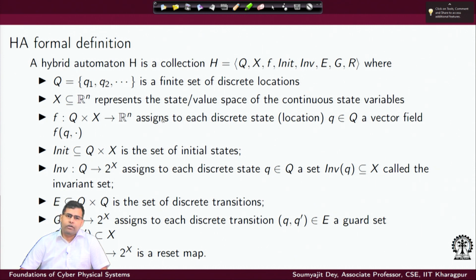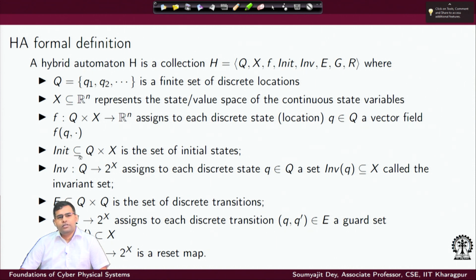Okay. Typically these are represented by phase portrait diagrams, which we will see later on. But for the time being, we can just think of f as a flow function which is given as a function of every location q, and in that location f will tell me the derivative function of each of the continuous variables. We will soon see some examples.